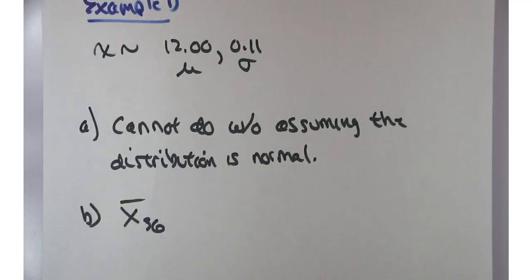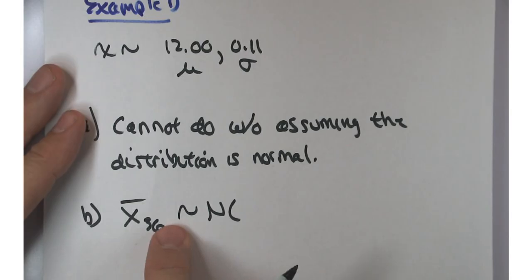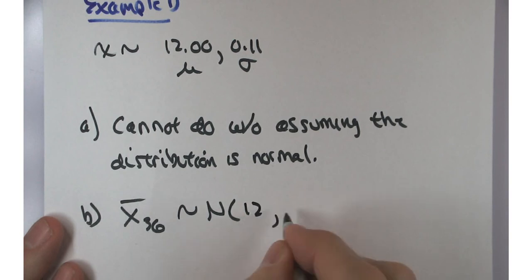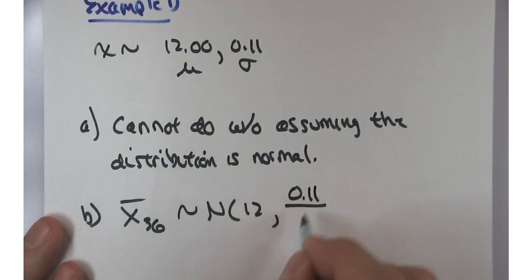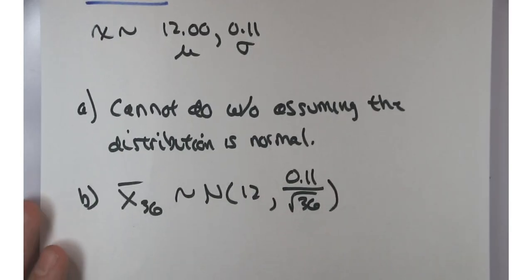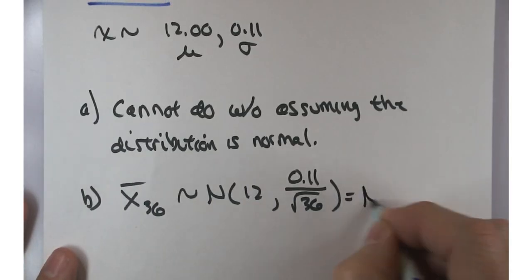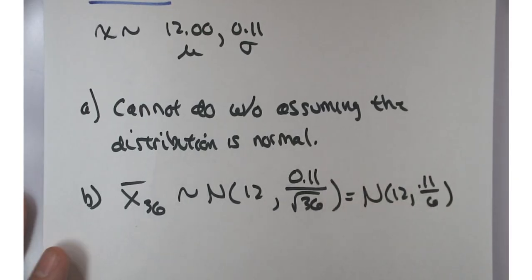So let's find that probability. X bar for samples of size 36 is distributed normally with a mean of what? Yeah, it's going to be 12. How about the standard deviation? Perfect, 0.11 over the square root of 36. Now, if you wanted to, you could just say a mean of 12 and a standard deviation of 0.11 over 6. That's fine. Square root of 36 works out pretty evenly.